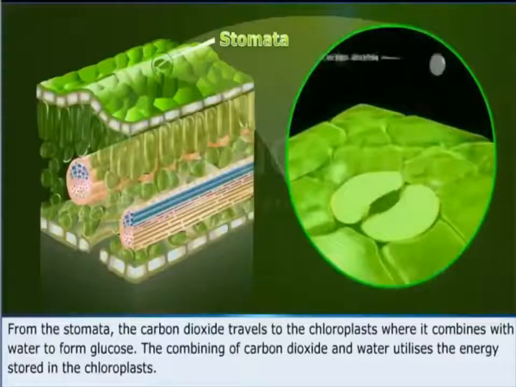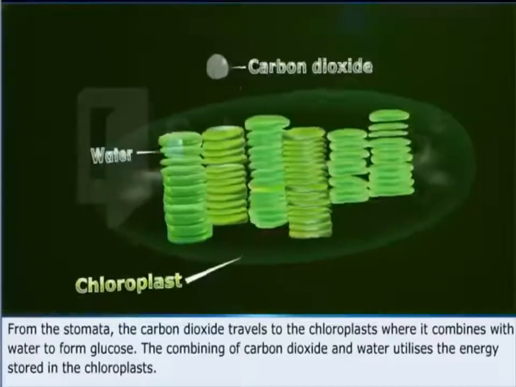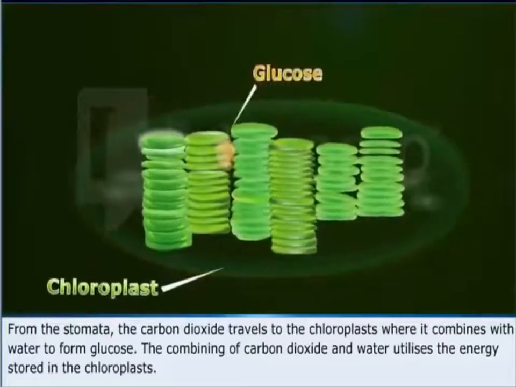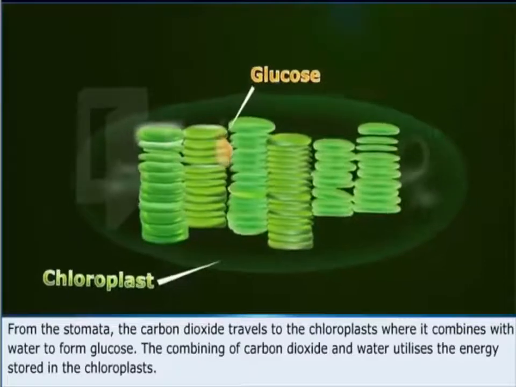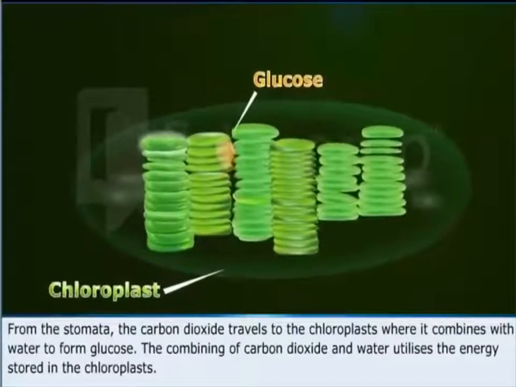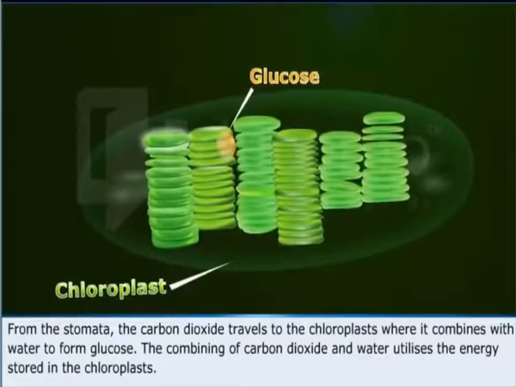From the stomata, the carbon dioxide travels to the chloroplasts where it combines with water to form glucose. The combining of carbon dioxide and water utilizes the energy stored in the chloroplasts.